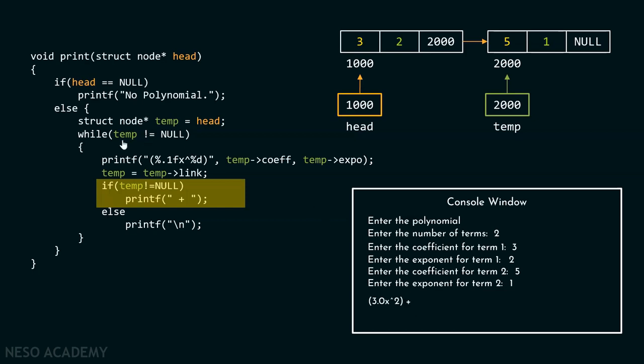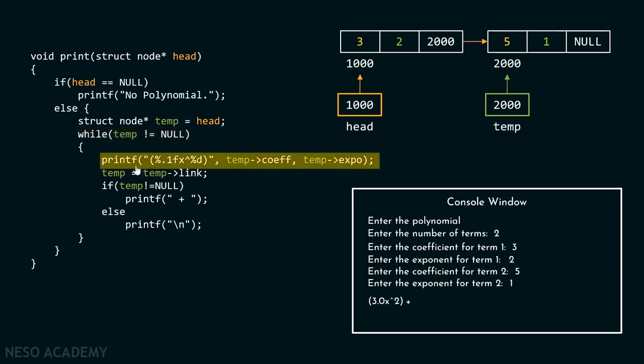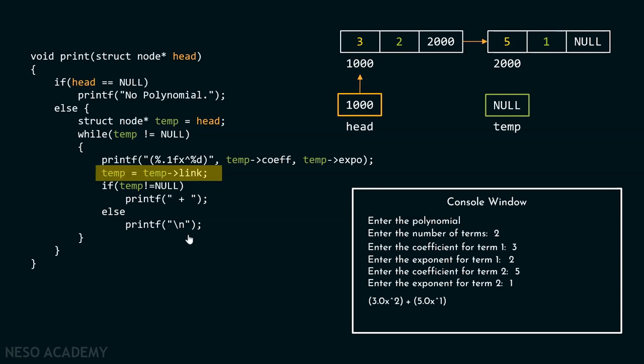After this, obviously this piece of code will again get evaluated, which means we'll check this condition, is temp equal to null. Right now temp is not null. So again this printf function will print the term. Here in this case the coefficient is 5 and exponent is 1. So this will get printed on the screen, that is 5.0x to the power 1, right? After this temp will get updated by temp link. Temp link is null, therefore temp is updated by null. And then after this, we will check this condition, is temp not equal to null? No. The else part will get evaluated, which means that \n will get printed on the screen. And that's it. This is the resultant polynomial so obtained, right?